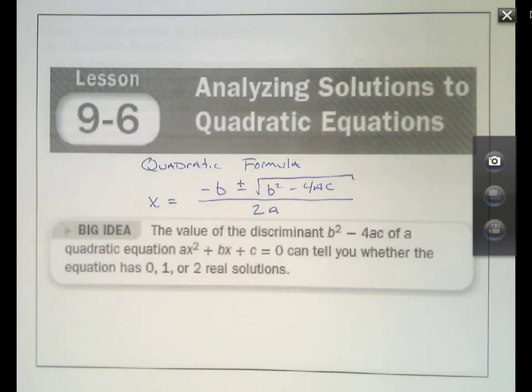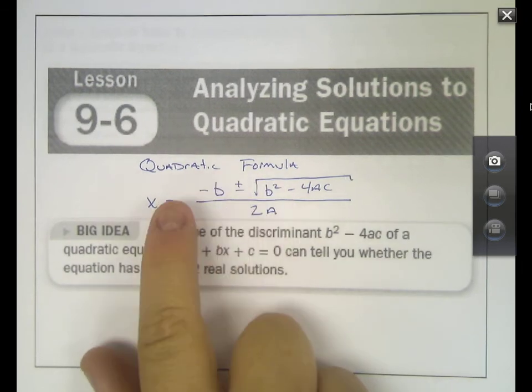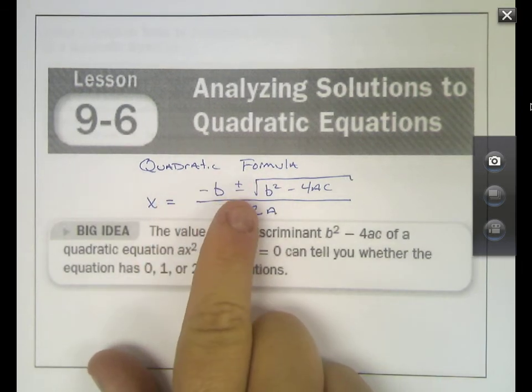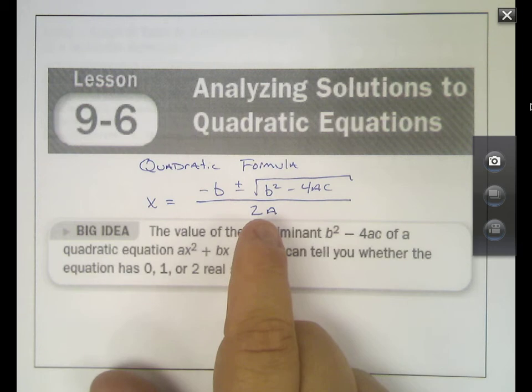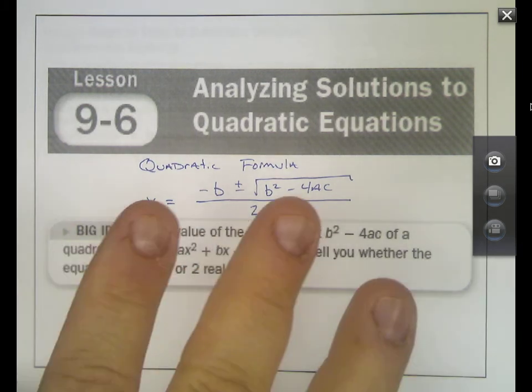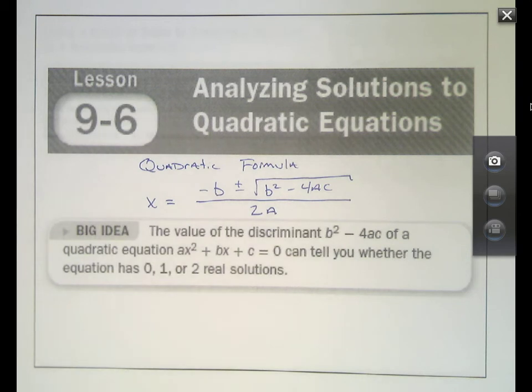Okay, today we're going to talk about 9-6, analyzing solutions to quadratic equations. Over the last couple sections, we talked about projectiles, when they fall to the ground, and how they reach the maximum height. In 9-5, we talked about the quadratic formula, which is x equals negative b plus or minus the square root of b squared minus 4ac all over 2a. That formula gave us two solutions, or in some cases maybe even one solution, depending on the problem. But that was a way to do it by hand in order to find our solutions.